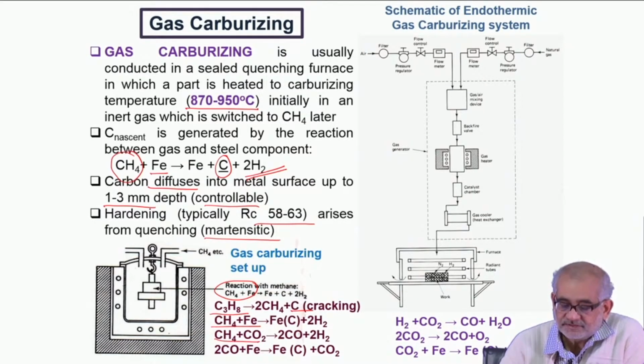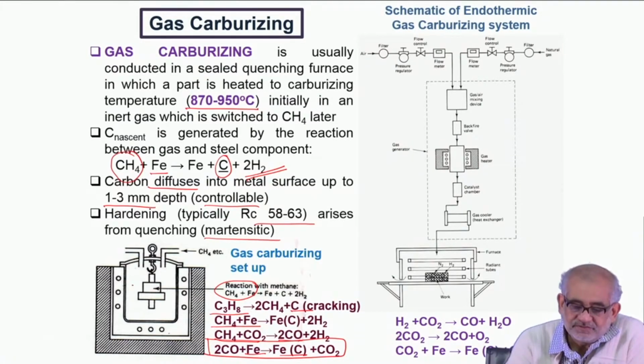It can actually react and form carbon monoxide, and once carbon monoxide forms, again in contact with the hot steel surface, it can liberate carbon. This is exactly the kind of reaction that we see in case of back carburizing. Similar thing can happen over here also, but that's not the main path through which you introduce carbon.